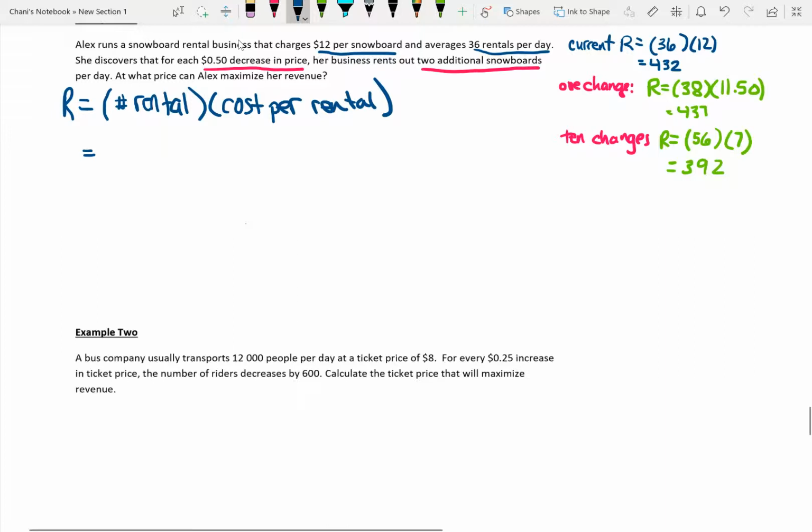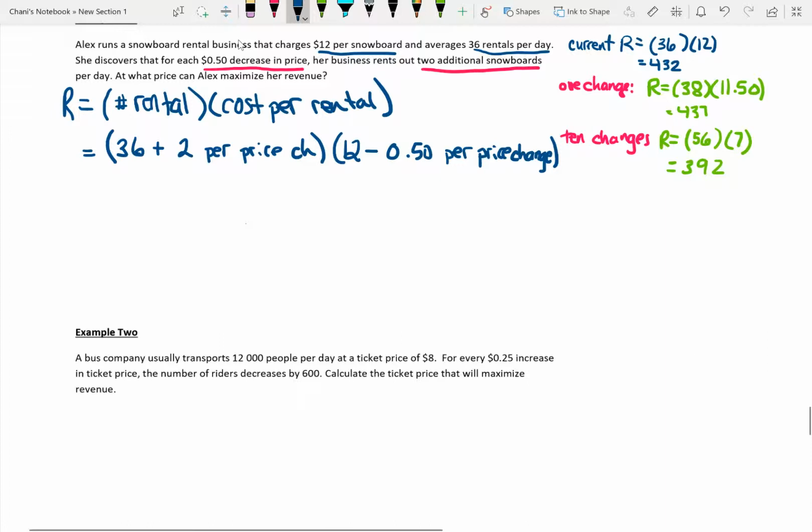Okay, so we have right now 36 rentals plus 2 per price change. And then our cost is $12, but it's going to go down 50 cents per price change. So notice these are kind of like Englishy sentences, just to kind of wrap your head around the situation.